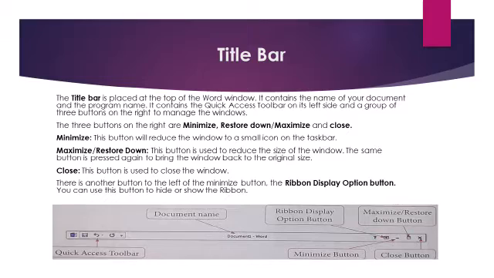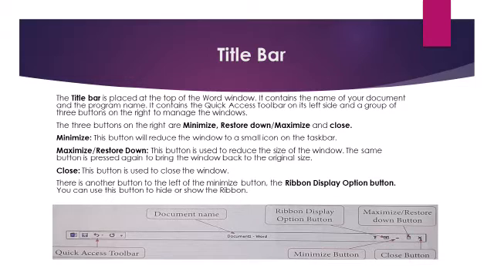So first we will start with title bar. The title bar is placed at the top of the Word window. It contains the name of your document and the program name. It contains the quick access toolbar on its left side and a group of 3 buttons on the right to manage the windows. The 3 buttons on the right are minimize to reduce the window, restore down or maximize to enlarge the window, and close button to shut the current window.